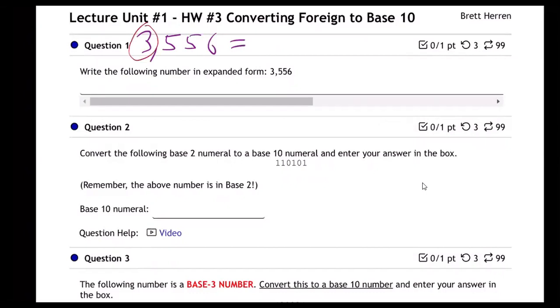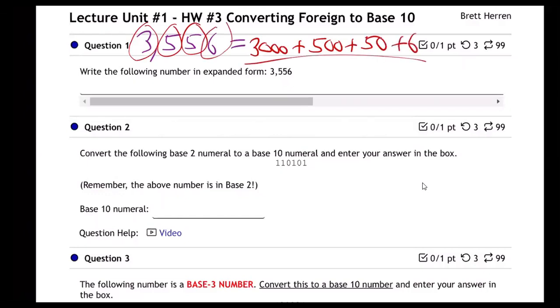What does that 3 represent? You guys know it's 3,000, isn't it? Plus, and then what does that 5 in that place represent? 500, exactly. And what does the 5 in the next place represent? 50. That one's 50, exactly. And then the 6 is just 6. That's all they want you to do on question number 1.